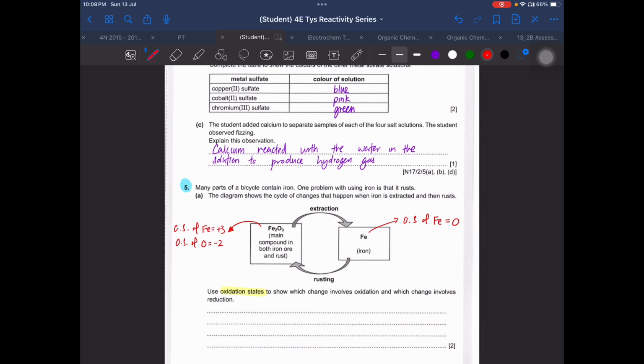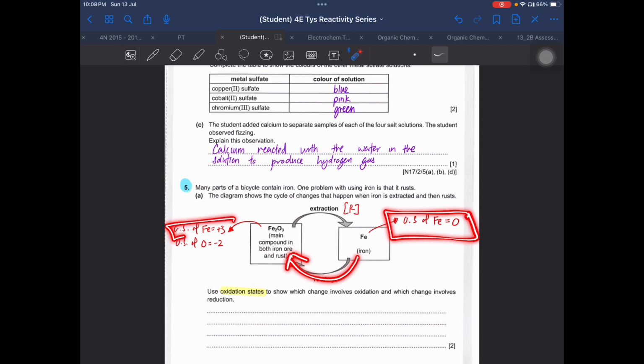So then based on this, we can see that if you were to go from left to right, you actually went from Fe from +3 to 0. So this is a form of reduction. If it goes from right to left, you actually went from the oxidation state of Fe being 0 to the oxidation state of Fe being +3, and therefore this is an oxidation.